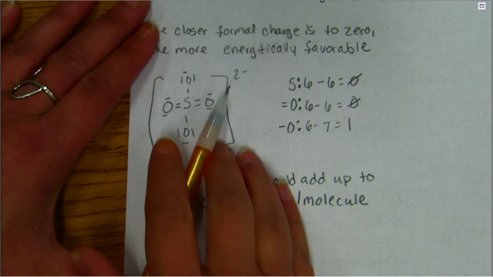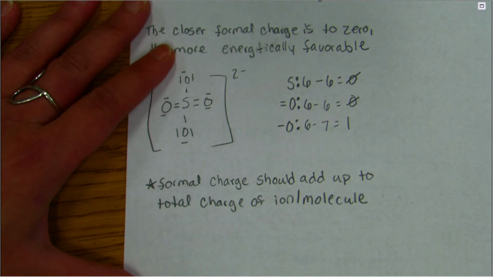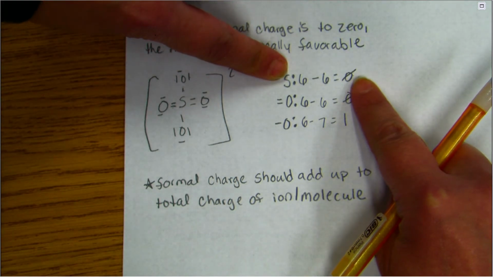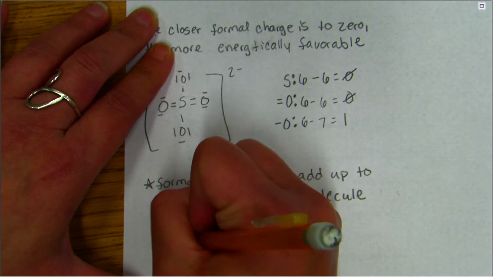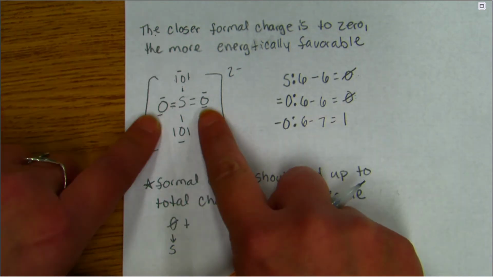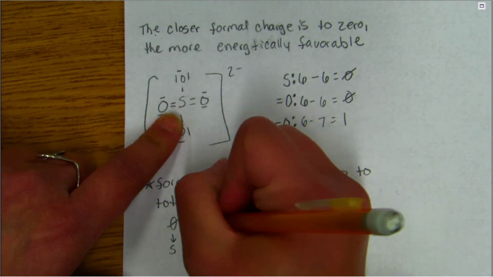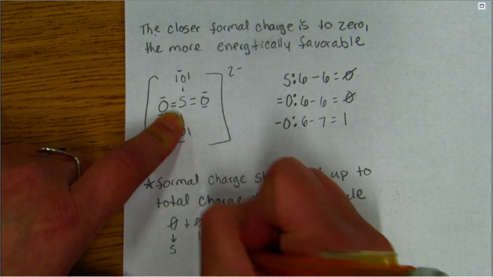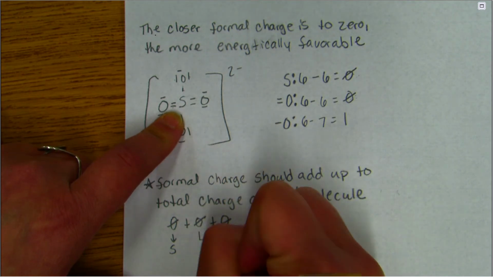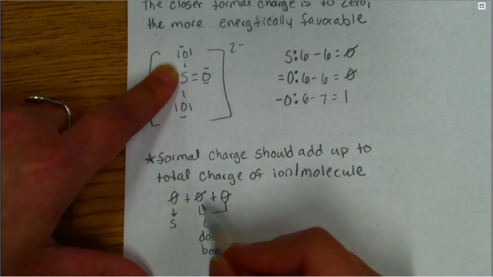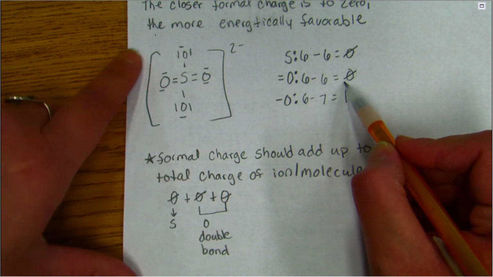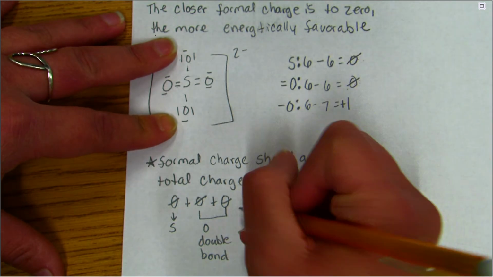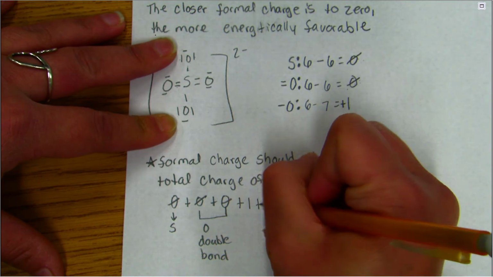All right, so sulfate has a charge of 2 minus. So let's add up our formal charge. I have 1 sulfur, which has a 0 formal charge, plus I have 2 double bonded oxygens, which are both also at 0. I have 2 oxygens with a single bond, and these both have a formal charge of plus 1, so plus 1 for each of those oxygens.